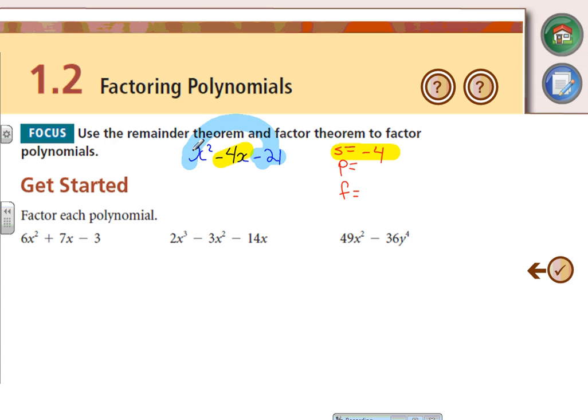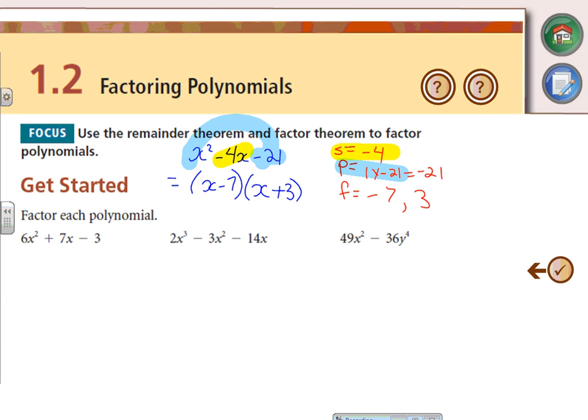So in this case, your product is going to be 1 from the beginning, from the first term, times the negative 21, so negative 21. What two numbers will multiply together to give me negative 21, and then add together to give me negative 4? Because the sum's negative and the product's negative, we need a negative and a positive, and the larger one is going to be the negative. So negative 7 and a positive 3. So we have x minus 7 and x plus 3.